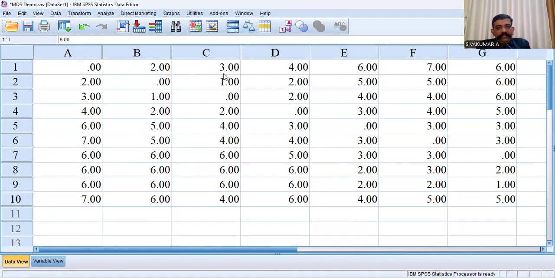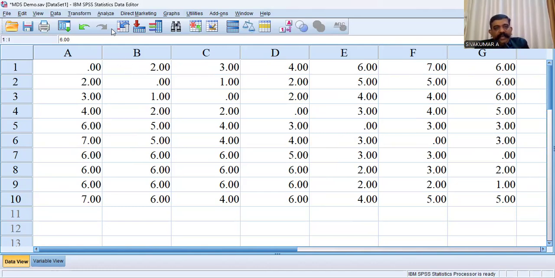Likewise, you can see the next value, that means the fourth value in column A is 4. That is the first value in column D. That means similarity between A and D. Then the fifth value in column A is 6. That is the first value in column E. That means similarity between A and E is 6. Likewise, data is arranged. Then you have to analyze the data with the help of SPSS.